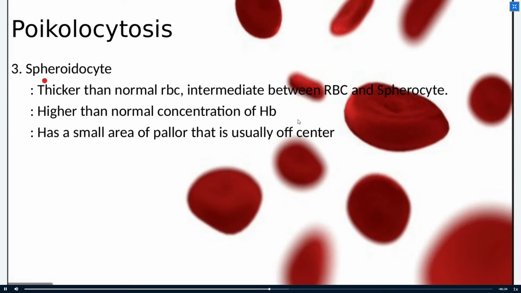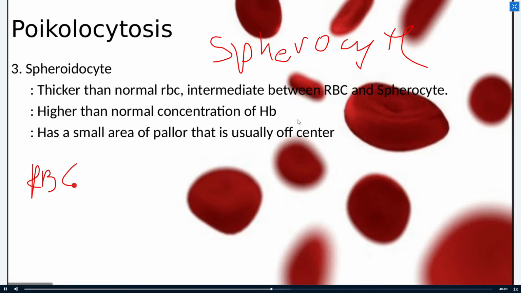Another one would be your so-called spheroidocyte. Spheroidocytes, class, are thicker than normal RBC. It is the intermediate between RBC and spherocyte. So when you say intermediate class, this is the stage before your RBC becomes a spherocyte. So RBC would look like this. RBC, spheroidocyte, and then spherocyte.